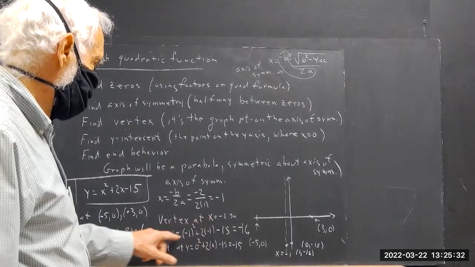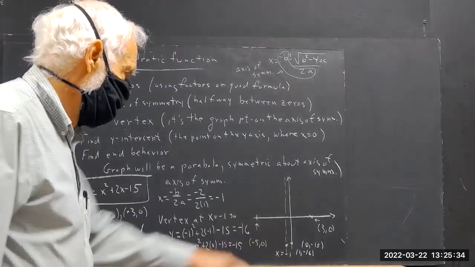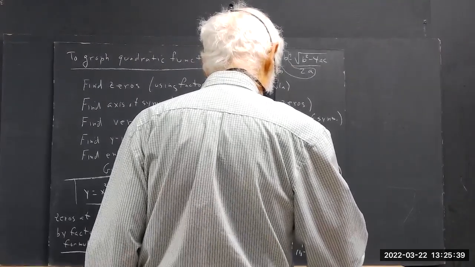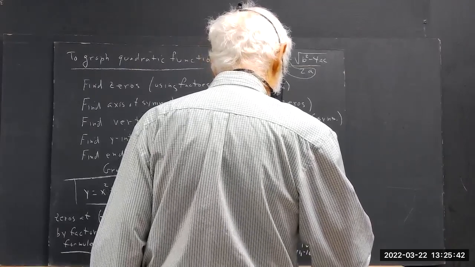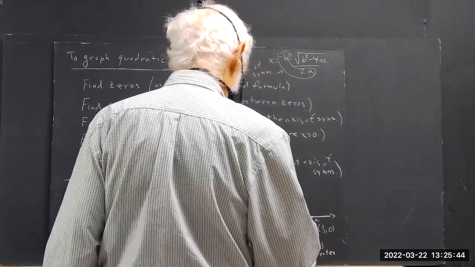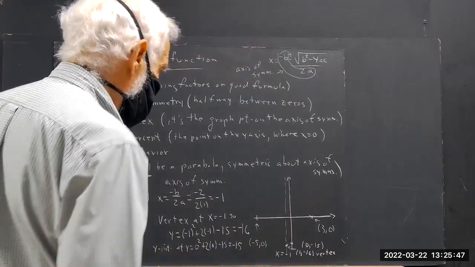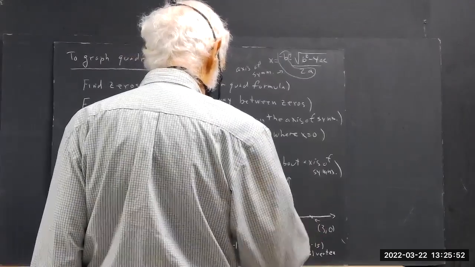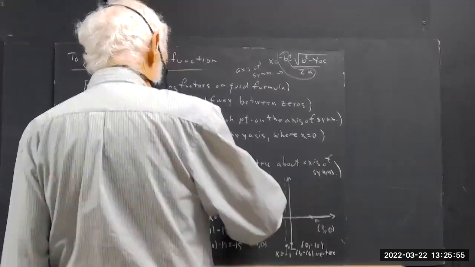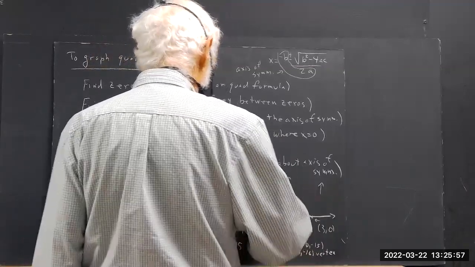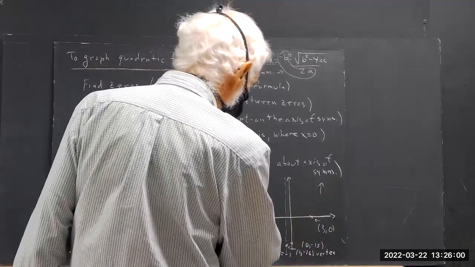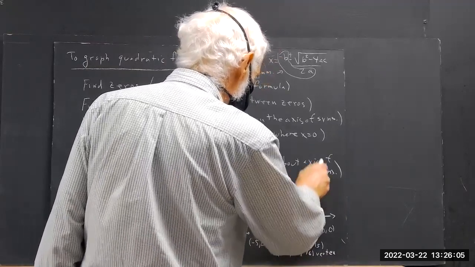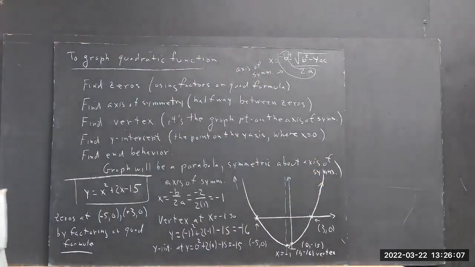Vertex is x equals 1, where y equals negative 16. That puts the vertex here. So the graph has to go through these two points and these points. The end behavior you can verify above rapidly, just as in the previous example. So there's no correction. Okay.